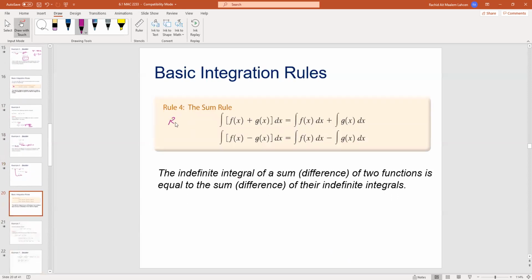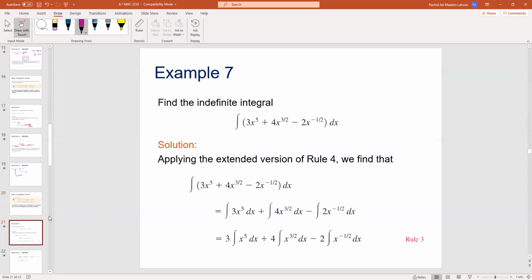So the rule number 4, similar to differentiation, you do this with integration as well. If you have the sum, you can split, or the difference you can split, just like we did with derivatives. We can find the derivative of different parts. Now we can find the antiderivatives for different parts.